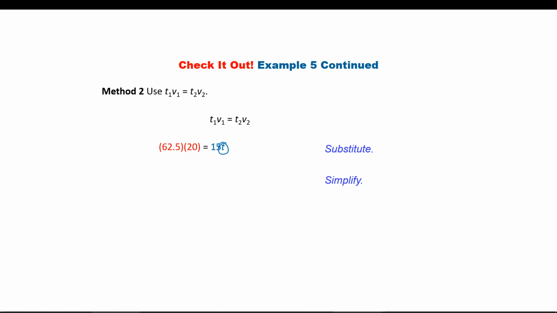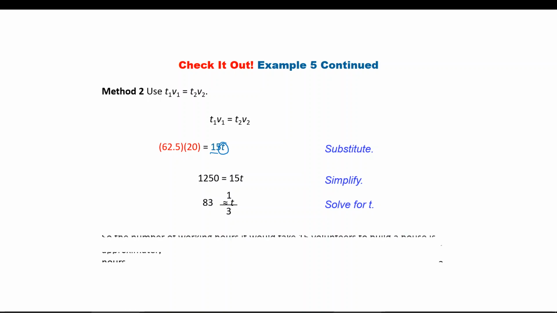And so we just multiply and divide both sides, and we end up getting 1,250 equals 15T. Divide both sides by 15 to solve for T. And again, we get T equals 83 1/3. So the number of working hours it would take 15 volunteers to build a house is approximately 83 1/3.